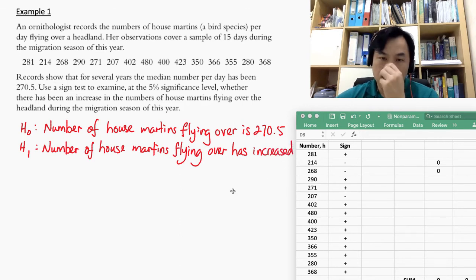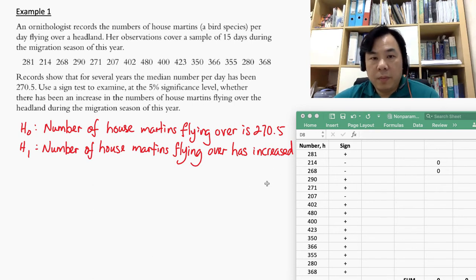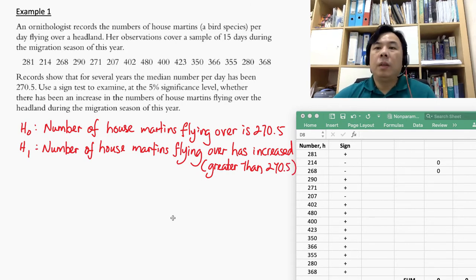Example has increased or is greater than 270.5. You can also say that. All right. So here I just make a remark. You can actually write as greater than 270.5 here. Right. Now I hope that is clear. That's how we set up our hypothesis statement.